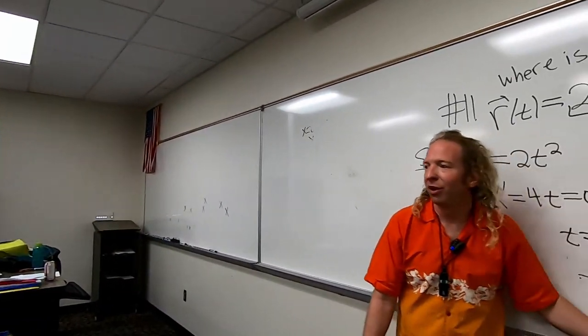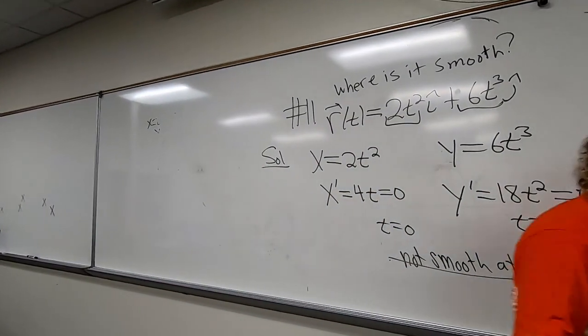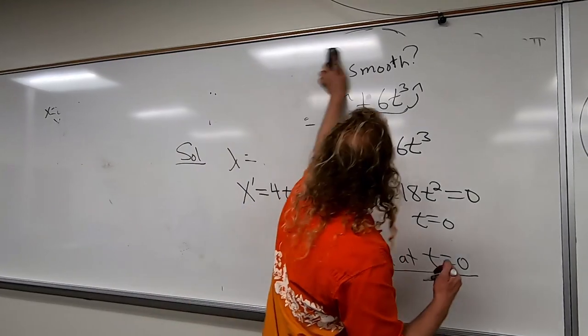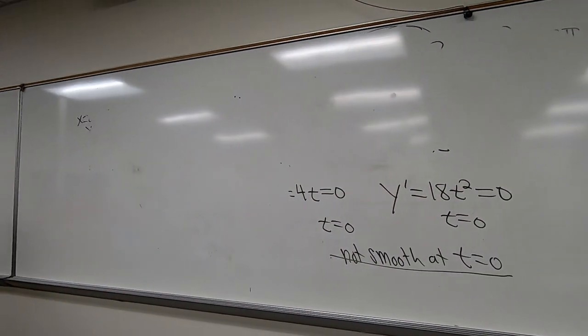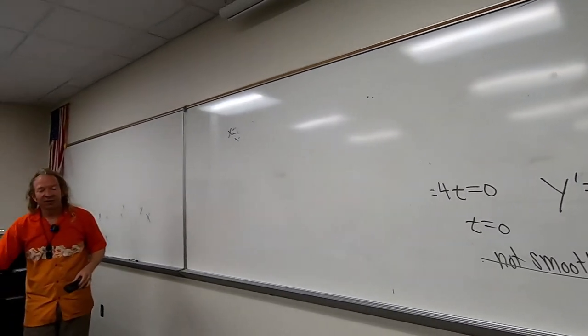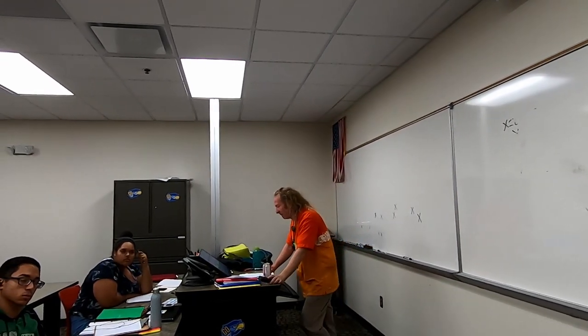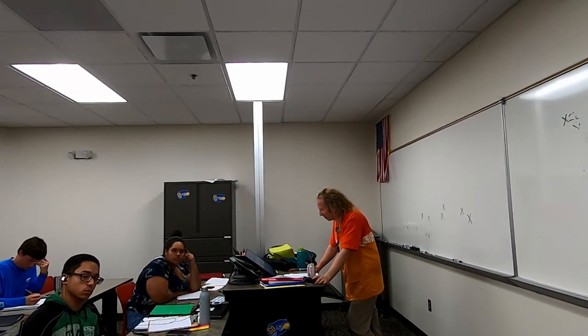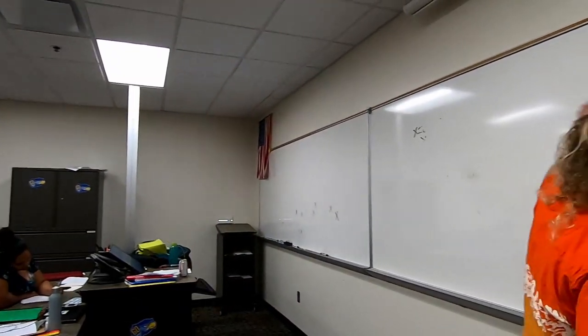We should do another one. Why not? Let's do it. Different values for t. Both of those values are not going to be smooth? No, you have to get the same answer for both. They're not that hard in the homework, unfortunately. Let's try number 12. I was hoping for some harder ones, but it's okay.